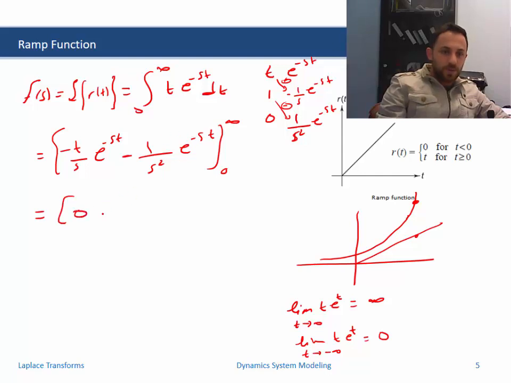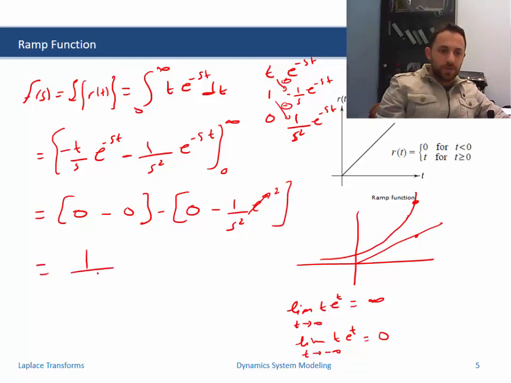Alright, so if we substitute infinity, this turns out to be 0. Substitute infinity, this turns out to be 0 again. e power minus infinity is 0. Now we want to substitute the 0 term. t would be 0, and e power 0 would be 1 over s squared. So this is e power 0, turns out to be 1. Alright, so minus multiplied by minus is 1 over s squared. Great. So the Laplace transform of the ramp function is given by 1 over s squared.